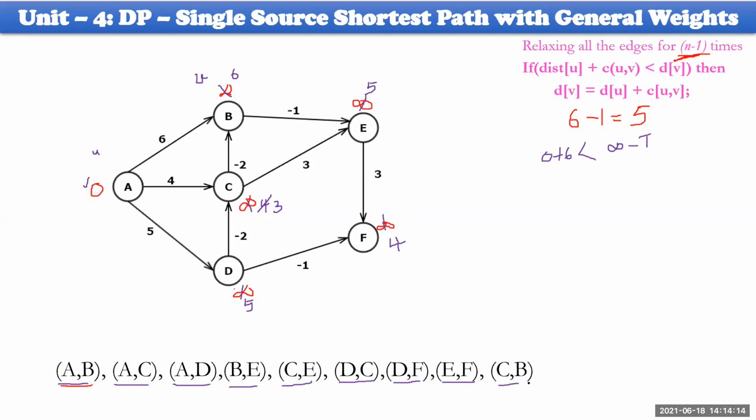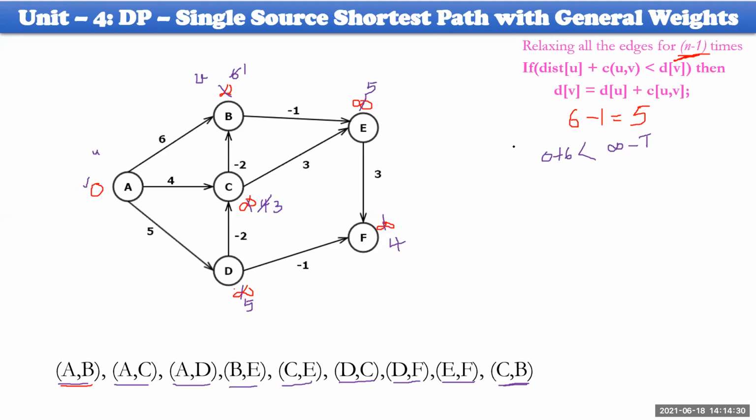Distance of C to B. Distance of C to B will look like this. So distance of C is 3, and the cost of C to B is -2. 3 minus 2 equal to 1. Yes, 1 is less than 6. It is true, so therefore, update one more time.